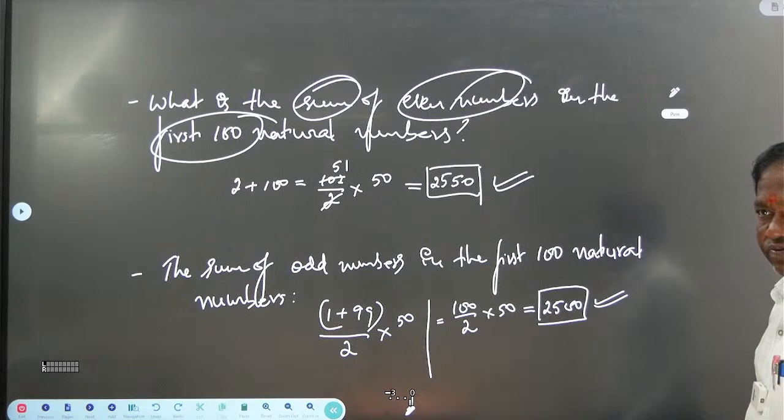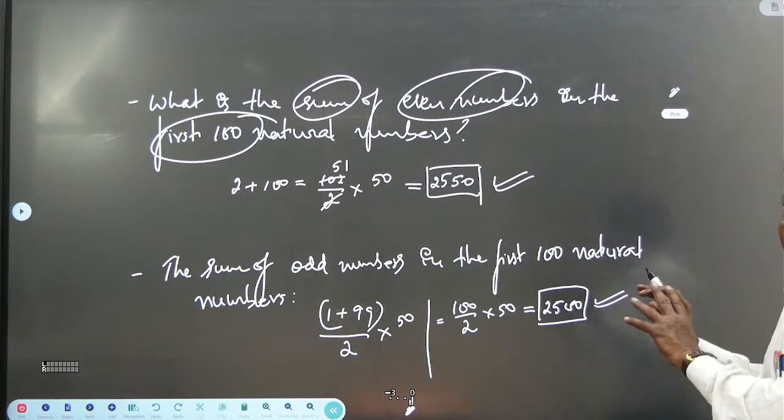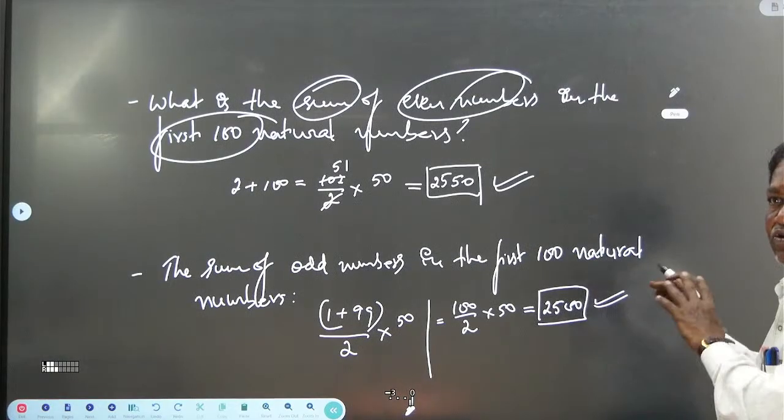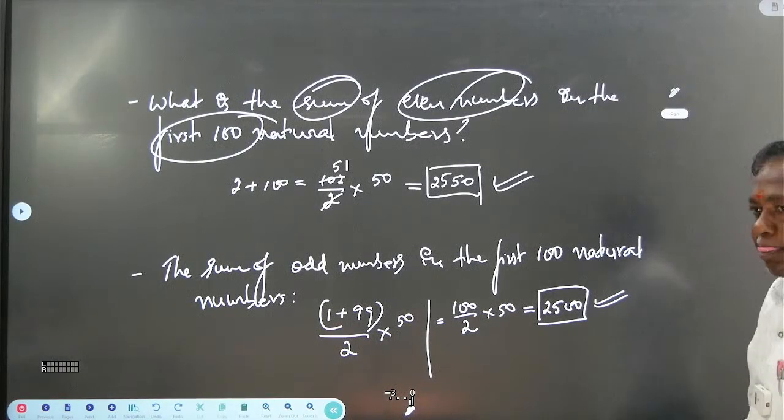Now it's very clear information. Terminology: sum, average, consecutive numbers, first consecutive numbers. That's right.